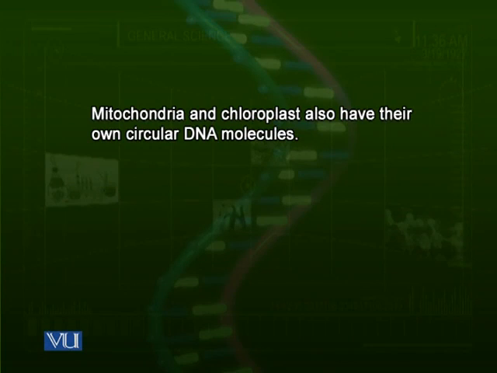Mitochondria also have a circular DNA molecule of their own, and the chloroplasts, which we know are present in the plant cells, conduct photosynthesis. These also have their own DNA molecule. That is why we assume that mitochondria and chloroplast may have originated from some bacteria, because they match in their DNA material and in the division of the organelle by binary fission, as in bacteria.